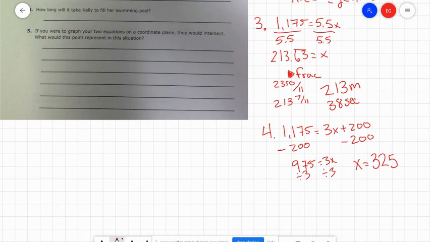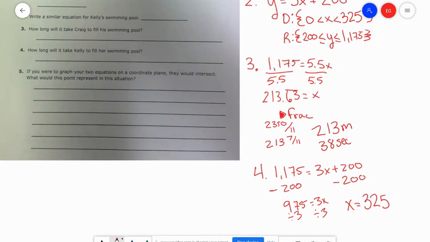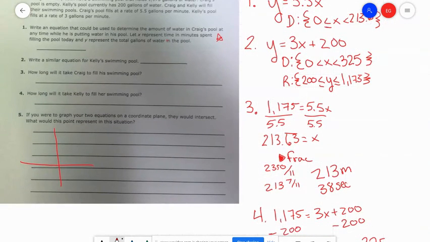Next, for number 5, it says if you were to graph your 2 equations on a coordinate plane, they would intersect. What would this point represent? Let's go ahead and graph these 2 functions. I'm going to go ahead and put it right here. Number 1, I'm just going to draw an estimation, right? So this one starts at 0 and it goes up at 5.5. This one starts at 200 and it goes up at 3, because it's a lesser slope, which means the line is going to be less steep.